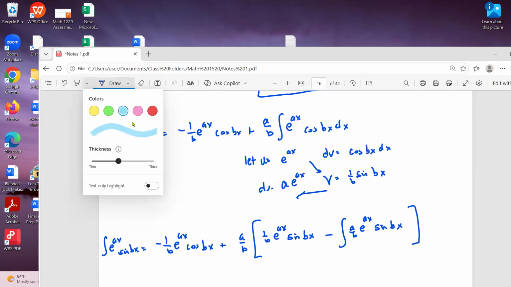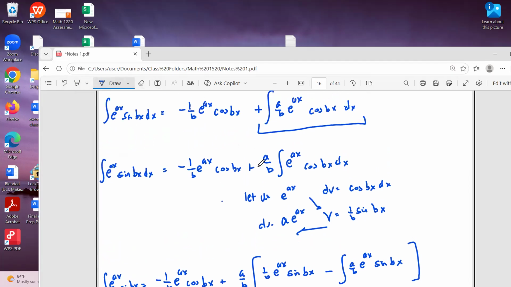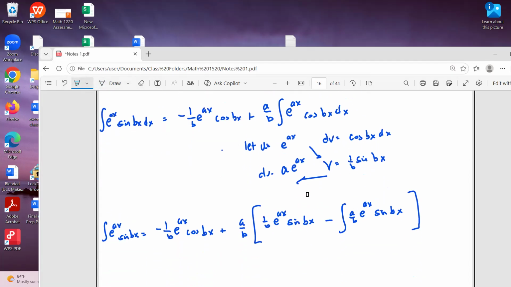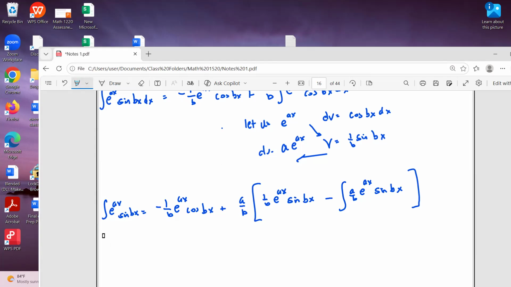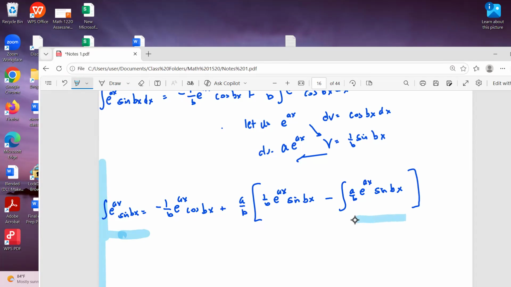Now, before we go a little bit further, I want us to notice something. What I want us to notice is we have an integral of e to the ax sine bx sitting here. Okay, we've got this piece right here. We have an integral of e to the ax sine bx times a constant, times two constants, sitting over here.